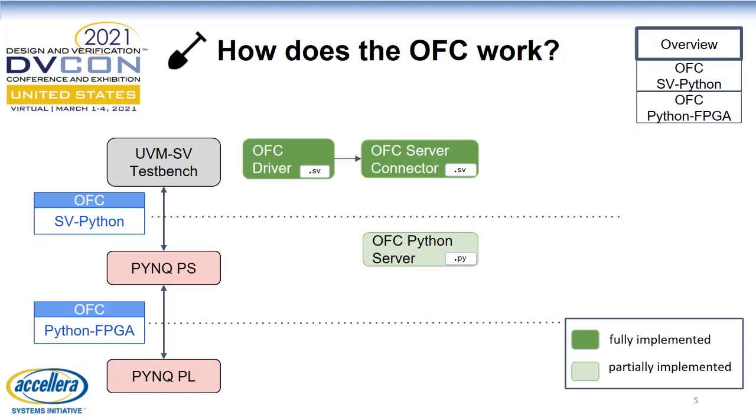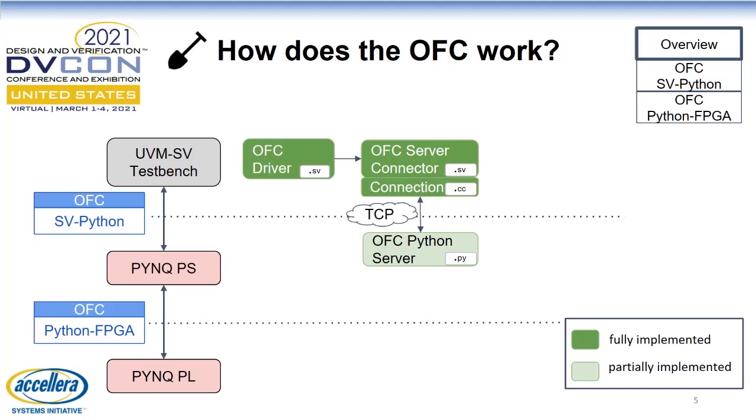Because we wanted the framework to be as flexible as possible, we decided to give the user the possibility of managing the way the items are processed within the OFC Python server. For example, the user can decide a different order, or he can buffer a number of items before sending. That's why the OFC Python server is marked as only partially implemented, because the user has to define the way the items are processed in the processing system side of the PYNQ board.